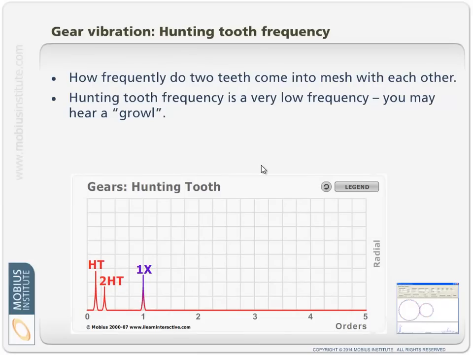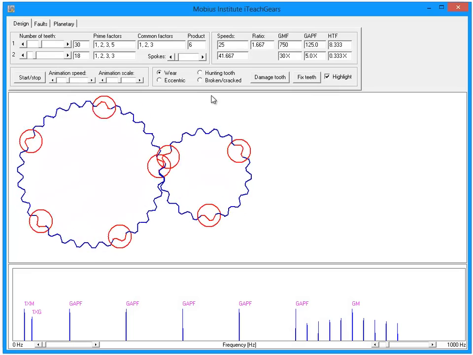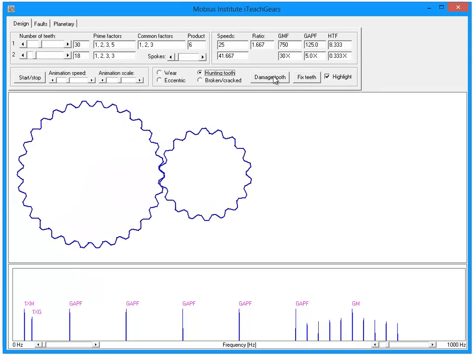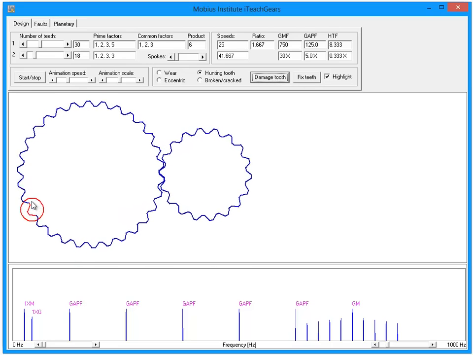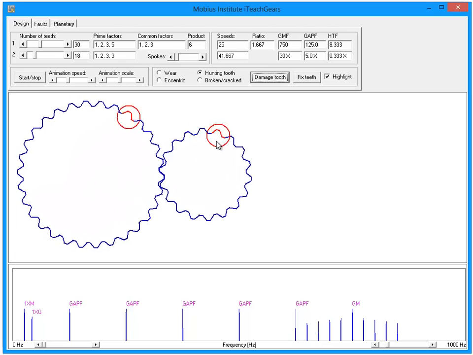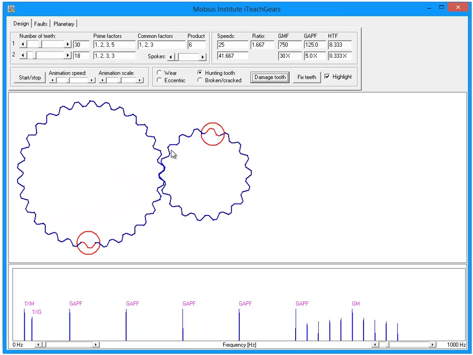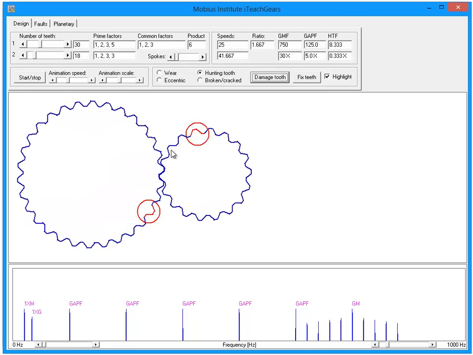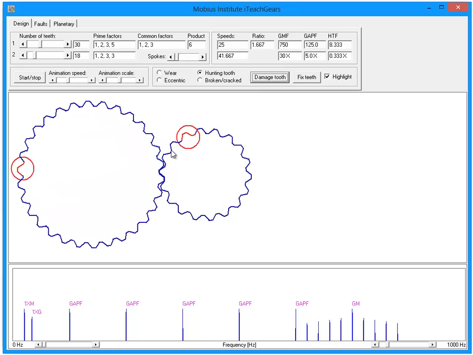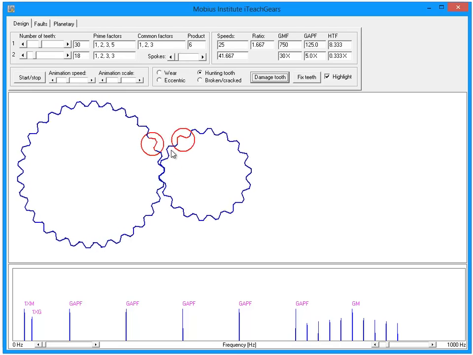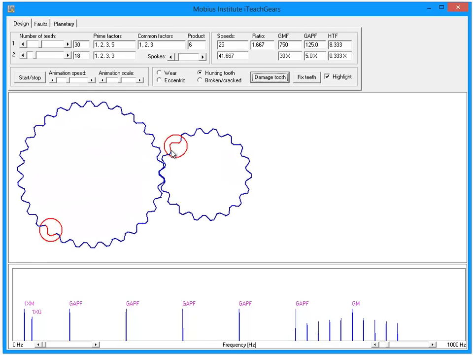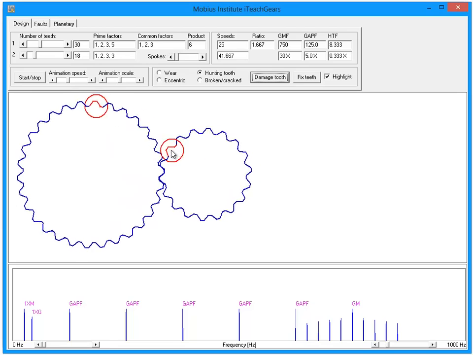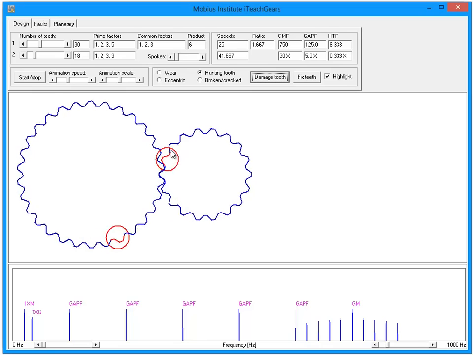Now there's one more source of vibration that sometimes comes up. It's called the hunting tooth frequency. Now it's related to this very same issue. However, what I'm going to do here is damage one tooth, and what we're going to look at is how frequently this tooth comes into contact with that tooth. So we're not talking about how the wear spreads. We're just interested in how often an individual tooth on one gear comes into contact with an individual tooth on the other gear. If we keep watching, they finally came into contact with each other. And if we wait for a while, they'll finally come back into contact with each other. So anything that doesn't happen frequently is going to be a low frequency.